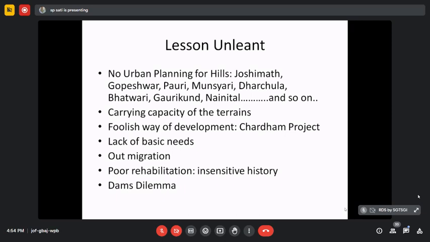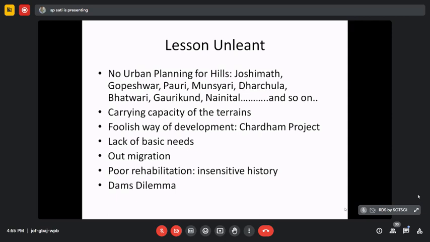Basic facilities, for example hospitals, schools, electrification, all these things, are not addressed in that way in this region. Because of that, out-migration is prevailing, increasing every year.